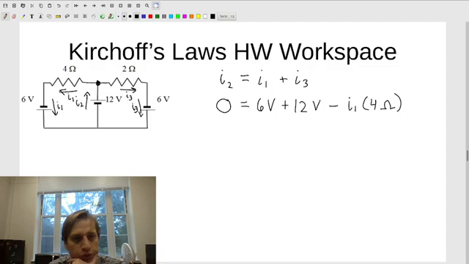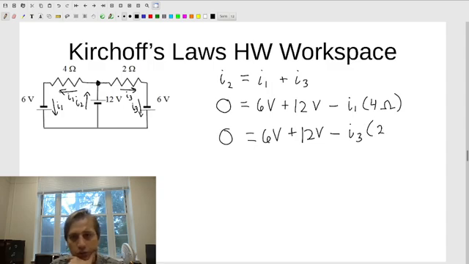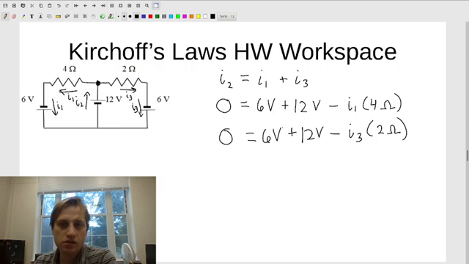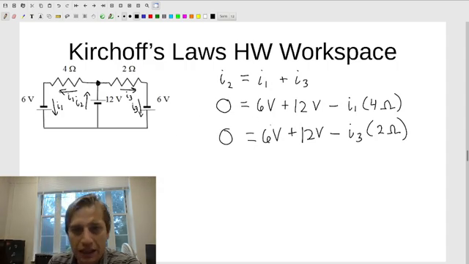Okay, then our other loop would just be going around here. So that would be 0 equals, so let's again just start here. This would be 6 volts. We're going with the direction of the current, so it's going to be positive. Again, we're going with the direction of the current by going clockwise here. So it would be plus 12 volts. And then we're going with the direction of the current through a resistor, so that's going to be a minus. So that would be minus I3 times 2 ohms.